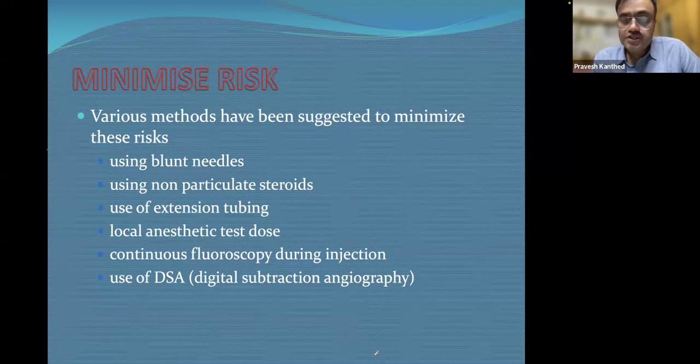We can use a non-particulate steroid like dexamethasone. Use extension tubing so that you can do the dye spread under live fluoroscopy. Give a local anesthetic test dose. Continuous fluoroscopy, I cannot stress that more. And use DSA if the facility permits you to do your procedures in a DSA and in a cath lab.